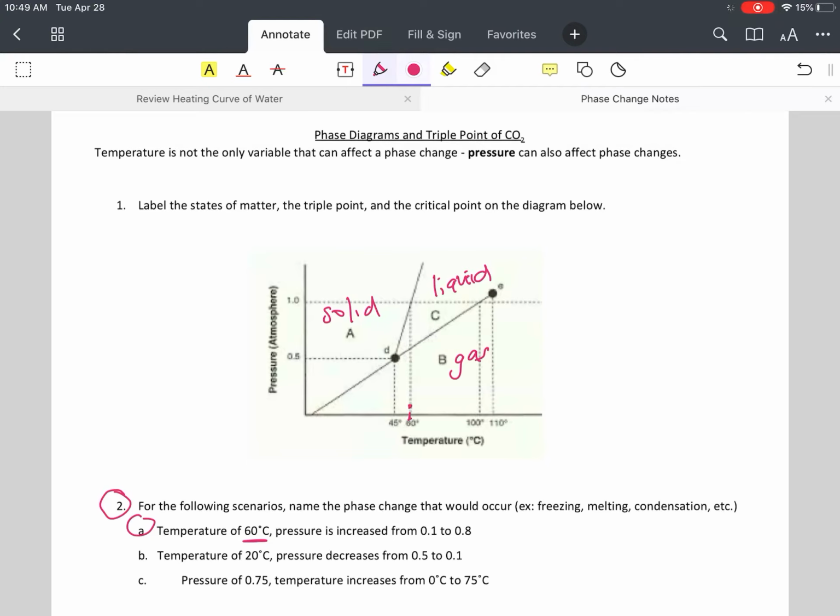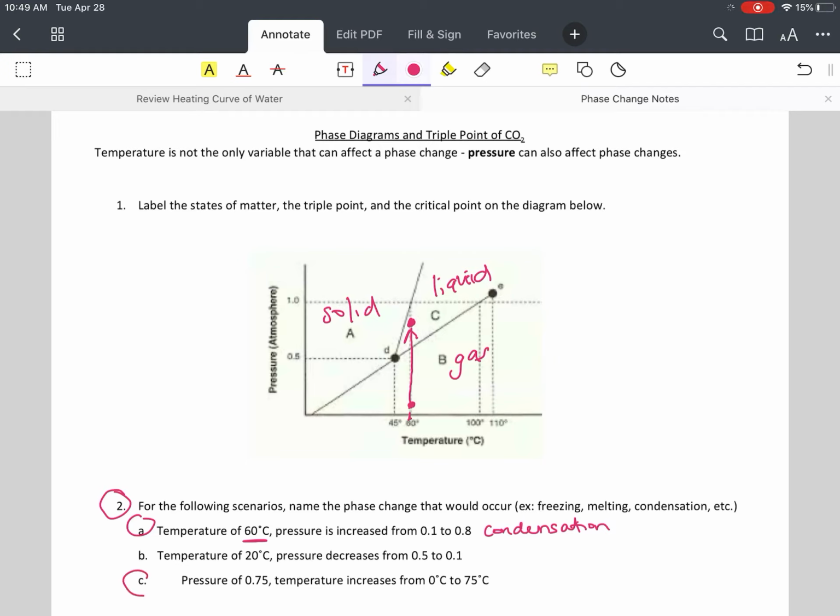So 0.1 is probably down in here. My temperature is staying the same, so I'm just following up that same line until I get to about 0.8, which is probably somewhere right in there. Okay, so what kind of phase change just happened? Well, I've gone from a gas to a liquid. Okay, so what kind of phase change is that? Well, I know from earlier, it's condensation.